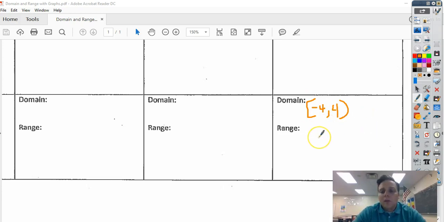You do the same thing with range. You just think about what is your least y value to your greatest y value. Well, my least y value was negative 2. My greatest y value was 2. And negative 2 came from an open circle, so it gets a parenthesis. And 2 came from a closed circle, so it gets a bracket. Alright guys, that is how you find range from graphs.